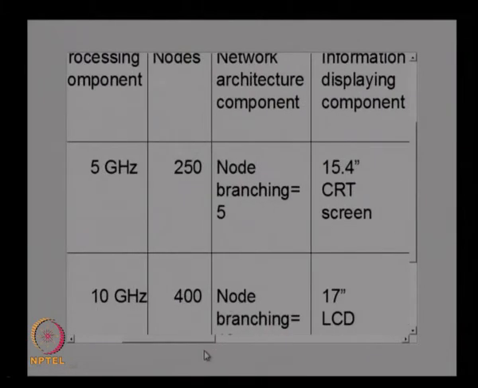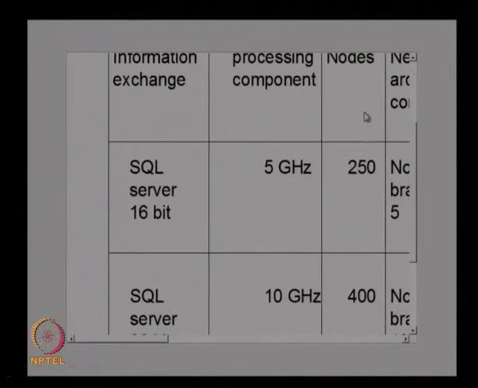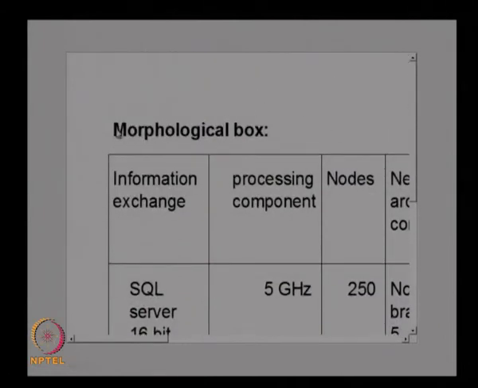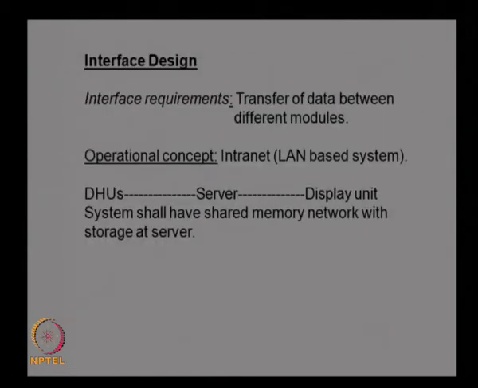then the keypad options, the display screen options, nodes options, then we have the processing component option whether it is 5 GHz or 10 GHz, and what kind of server to be used for information exchange. So, these all come from the morphological box, and depending on the requirement we can choose one of these and then develop the physical architecture. So, once we have the physical architecture, then we go ahead with the same method as discussed in the previous cases and go ahead to complete the physical system development.